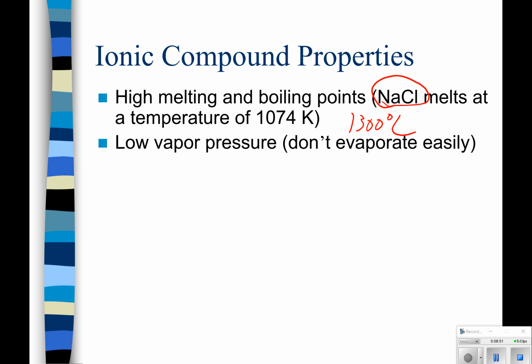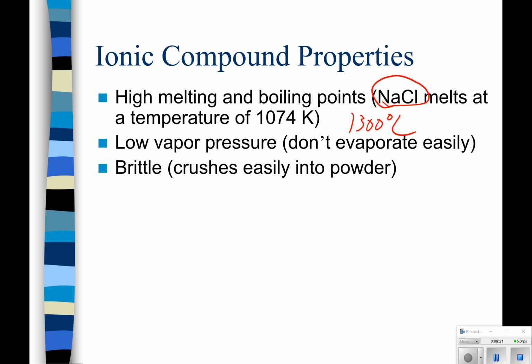Ionic compounds also have low vapor pressures, which means that they don't evaporate easily. There's not a lot of pressure being put off by the atoms at the surface that are turning into gases, which means we have a low vapor pressure. So a salt is not going to turn into a gas just sitting there at room temperature. It's going to require an input of energy to get those atoms moving with enough energy to melt and evaporate.